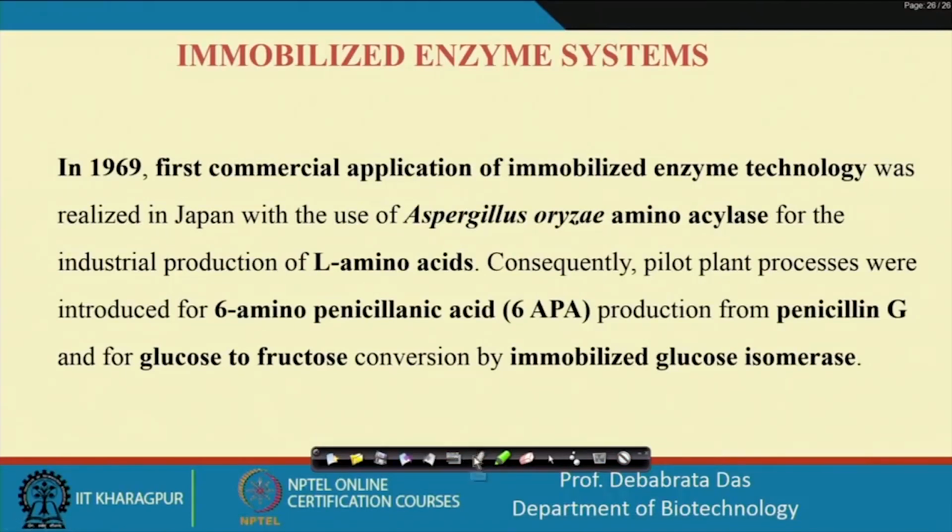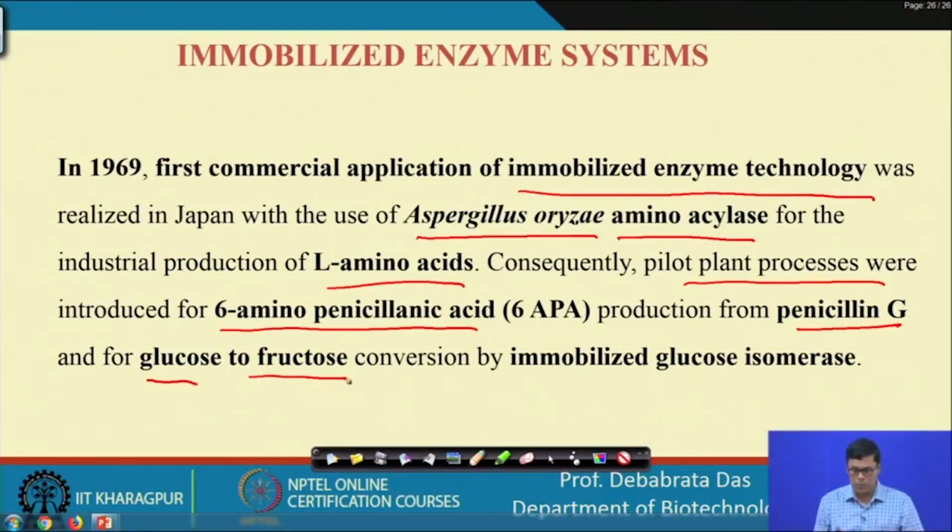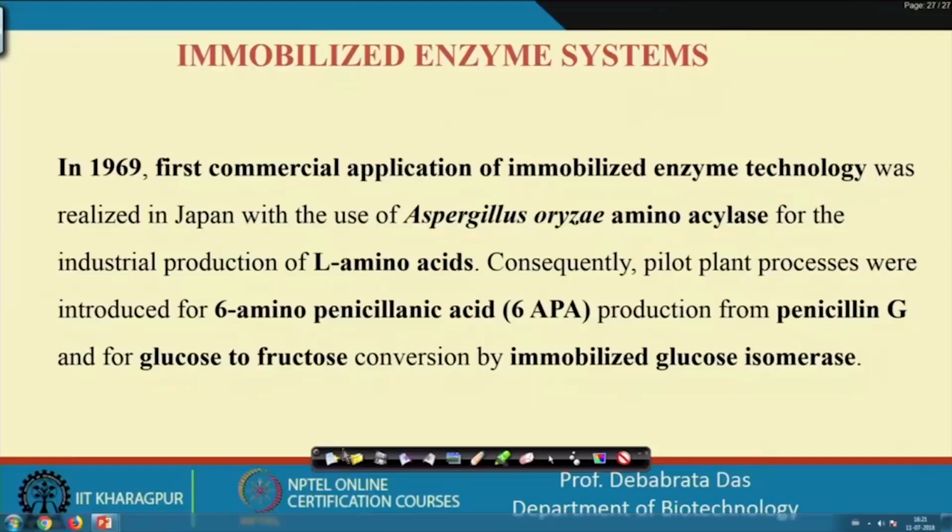In 1969, the first commercial application of immobilized enzyme technology was realized in Japan, using Aspergillus oryzae aminoacylase for the industrial production of L-amino acid. Consequently, pilot plant processes were introduced for the production of 6-aminopenicillanic acid from penicillin G, and we also know that glucose can be converted to fructose with the help of immobilized glucose isomerase enzymes. So there is tremendous potential as far as immobilized enzymes are concerned.